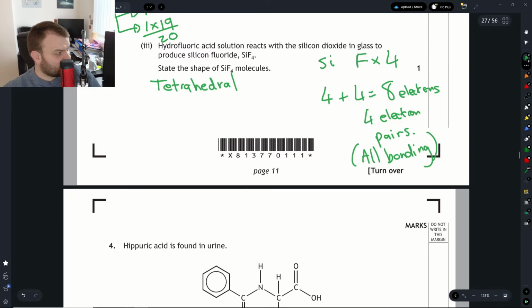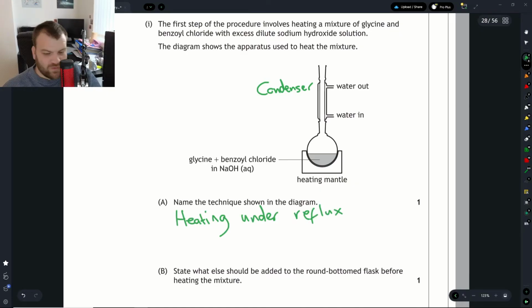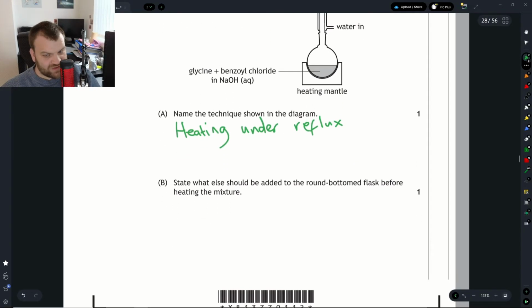fluorines going around it. Next up, we have got a condenser used in the vertical position. This prevents any volatile chemicals from escaping. That is how we carry out our reflux. Whenever we are using our round bottom flask, or if we're carrying out a reflux, we want to add anti-bumping granules just to make sure things don't get out of hand.